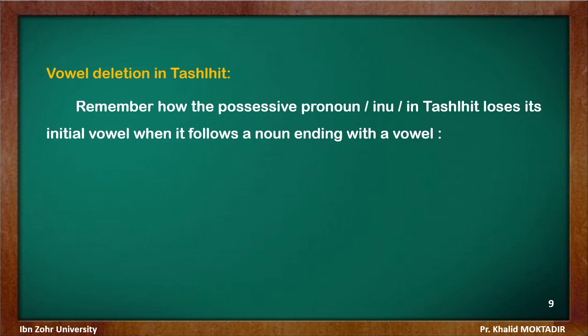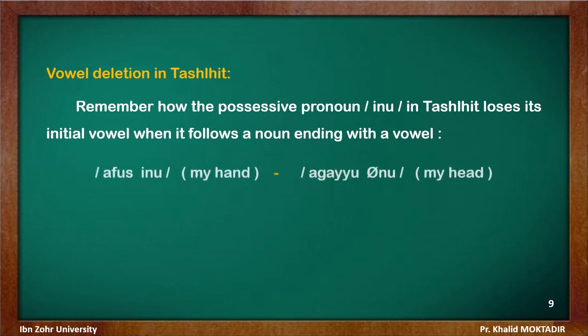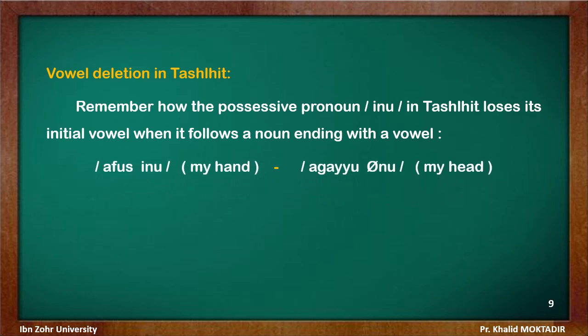Now, vowel deletion in Tashlhit. Remember how the possessive pronoun inu in Tashlhit loses the vowel E, that's the initial vowel, when it follows a noun ending with a vowel. Look at the examples. Afus inu, afus inu, and agayu inu. No, it should be agayunu. And of course, the vowel is dropped because the preceding word ends with a vowel.